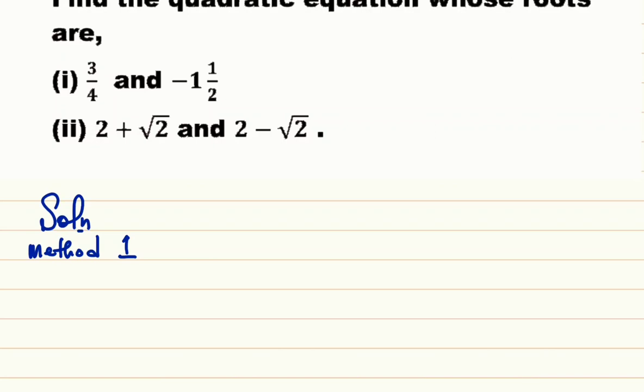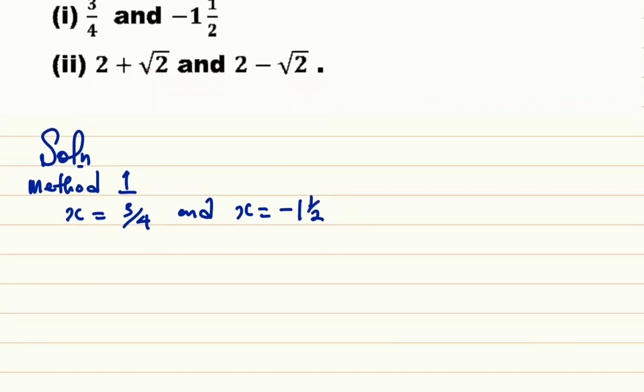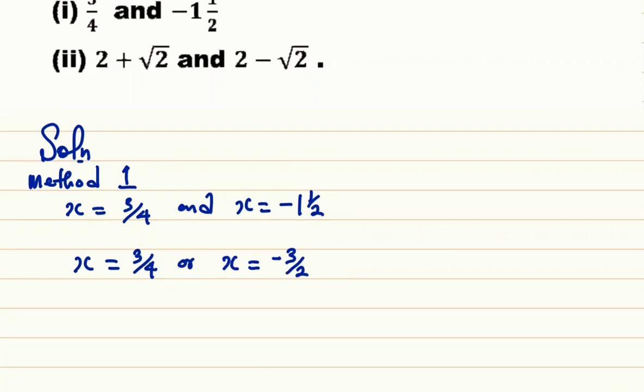Now what I'm going to do here is this. I will assign an unknown to this. Let's say the unknown is x. So let x, of course, the unknown root, be equal to this. x is equal to minus 3 over 4, or I'm going to convert this to an improper fraction, which is minus 3 over 2.